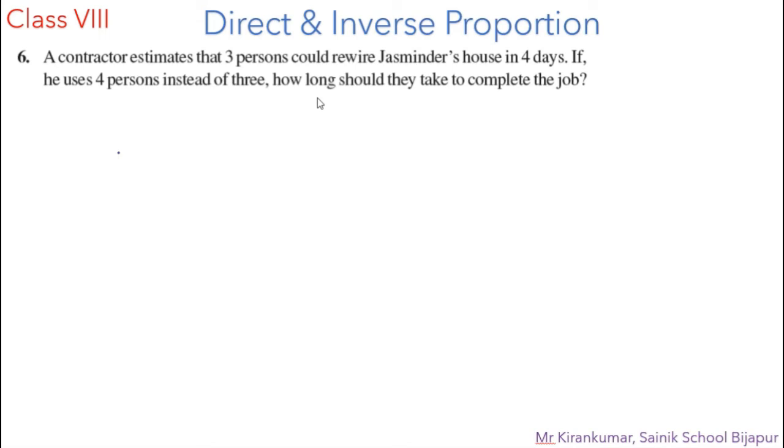Here again, this is in inverse proportion, because when the number of persons is increased, the number of days to complete the work decreases, and vice versa. An increase in one quantity decreases the other quantity. So it is in inverse proportion. Here they have given the number of persons and the number of days.